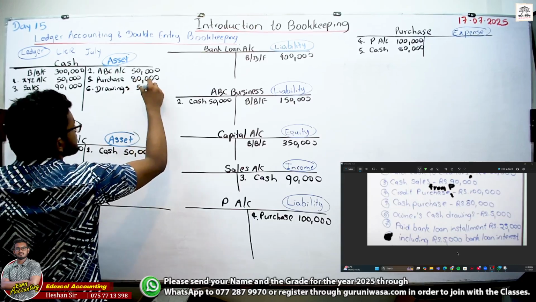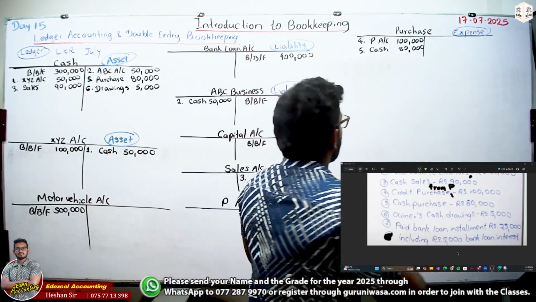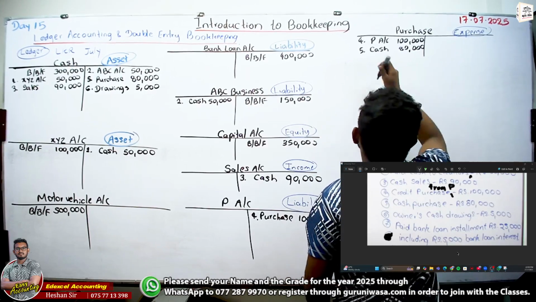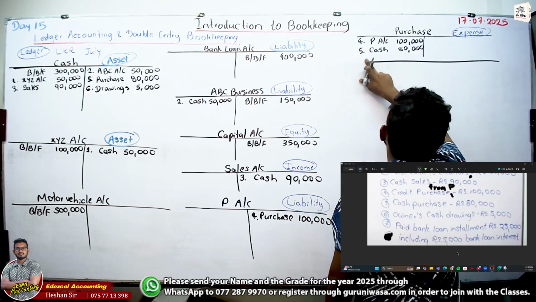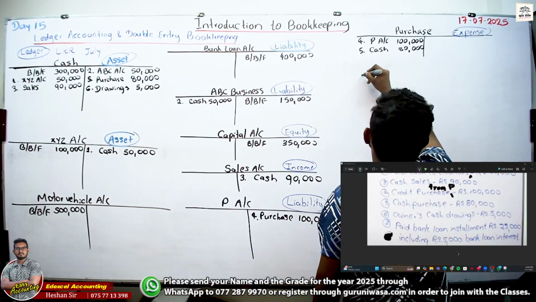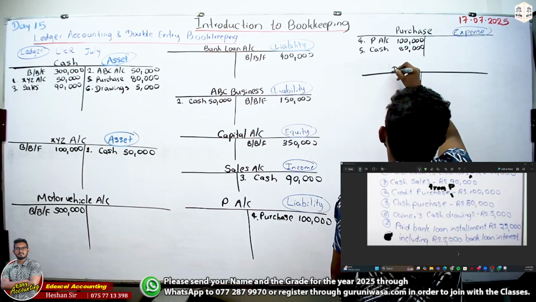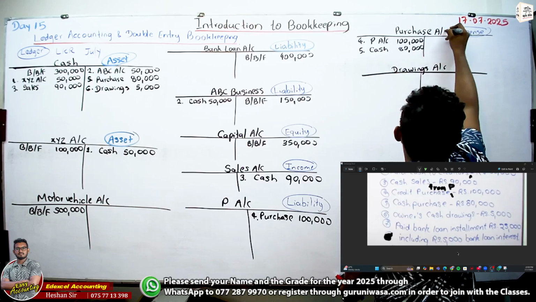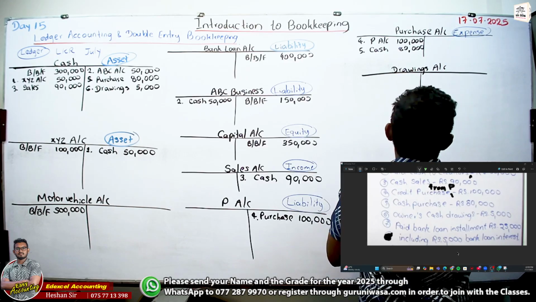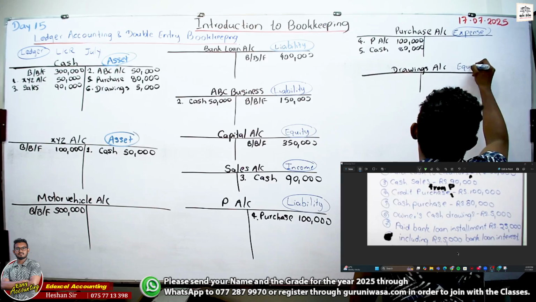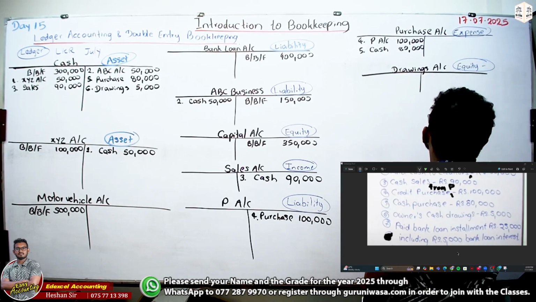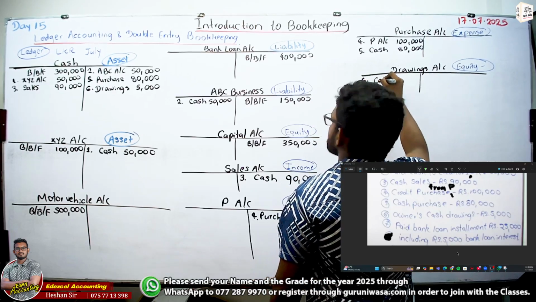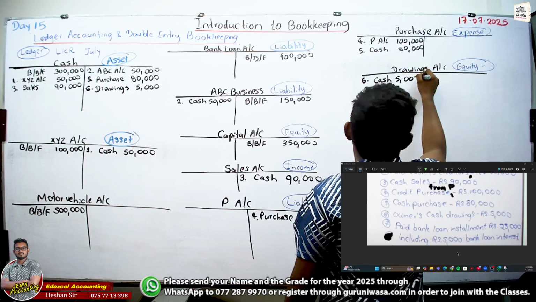Drawings is an equity decreasing account. When the owner withdraws things, the owner's ownership decreases. There's another account called drawings account. It is an equity decreasing account. Drawings account debit as cash. Right.